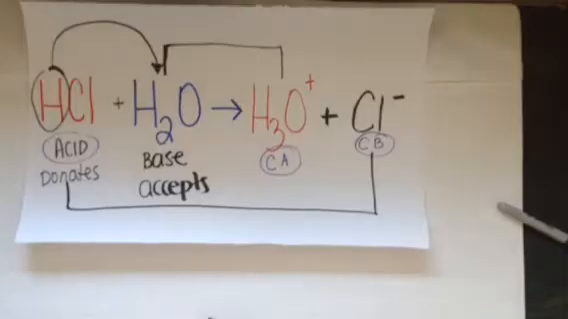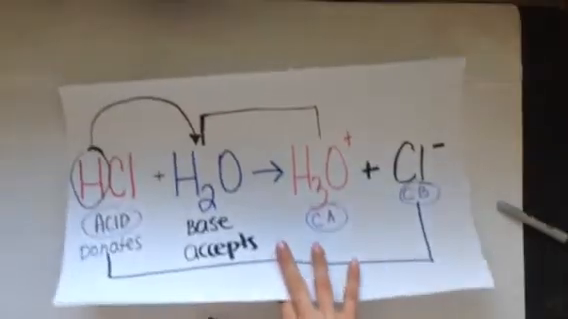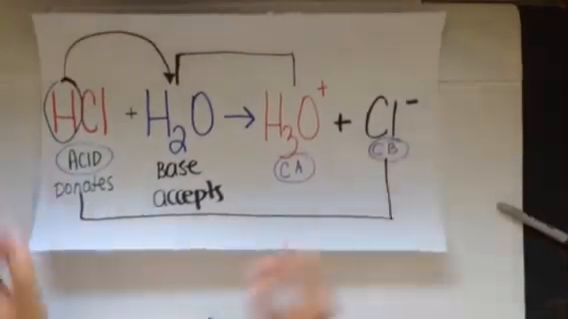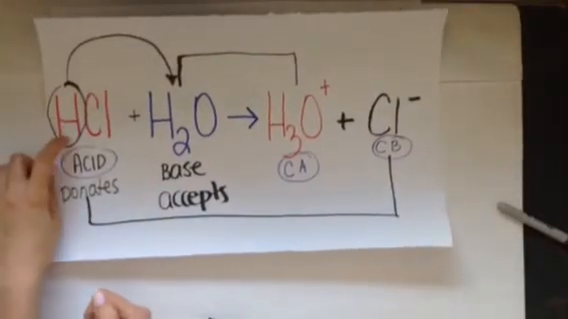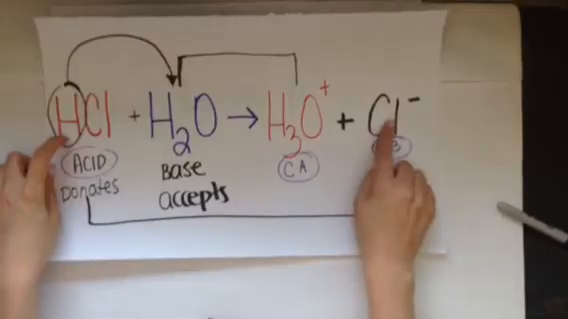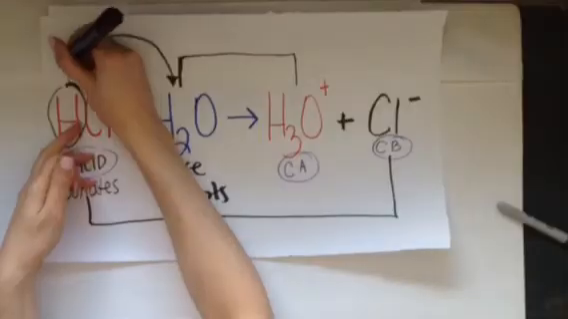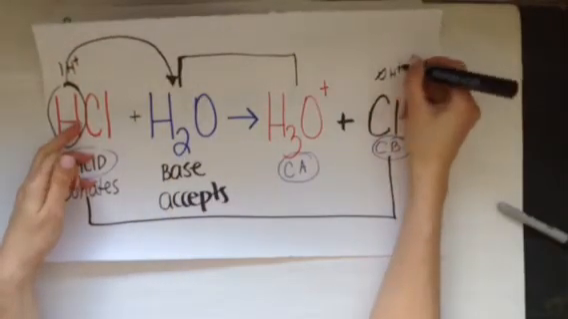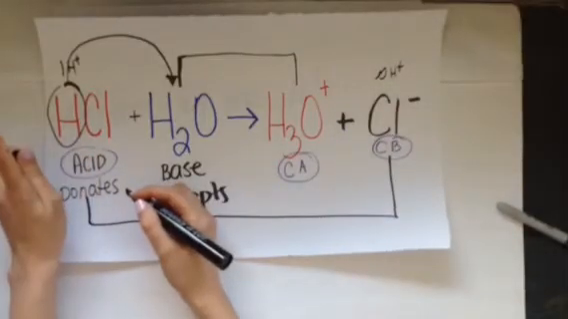So let's put conjugate acid-base pair as a definition, and let's see how we can define it. A conjugate acid-base pair differs by one proton. That's another really good, easy way to do this. So let's take a look back again. HCl is paired up with Cl-. They differ by one proton. I have one H+ here, and I have 0 H+. 1 minus 0 is 1 proton.